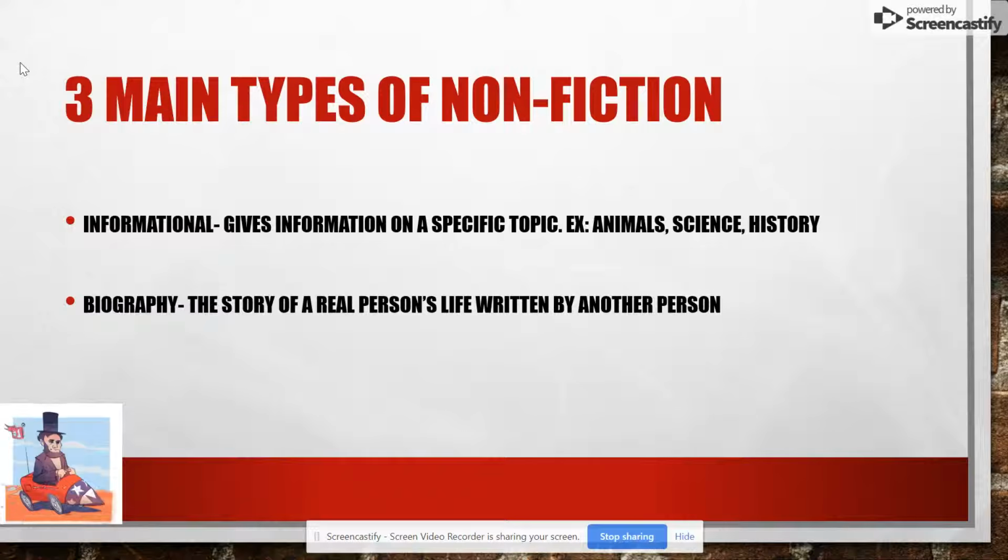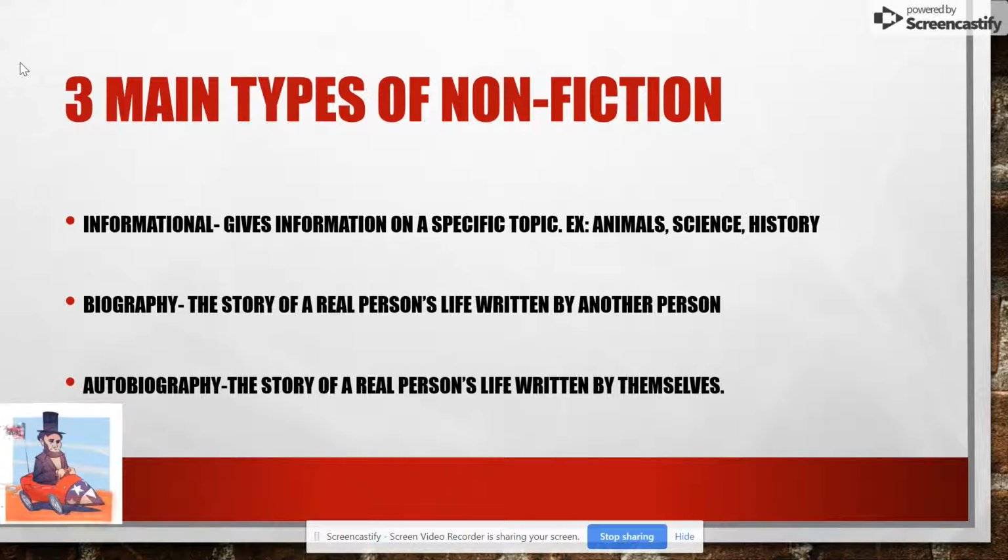The next one is a biography. The word biography is actually two root word parts. The first root is bio, which means life, and graphy means written. So the word biography really means it is a story that is written about someone's life. And a biography is actually the story of a real person's life, but written by another person.